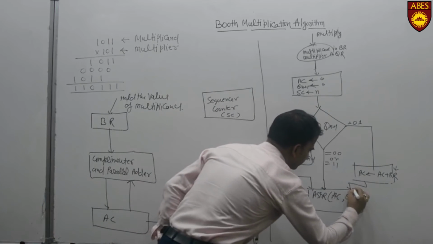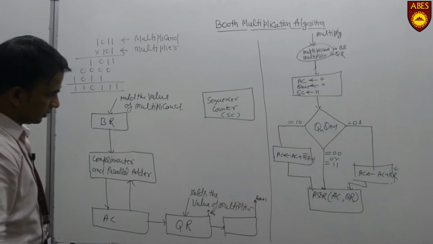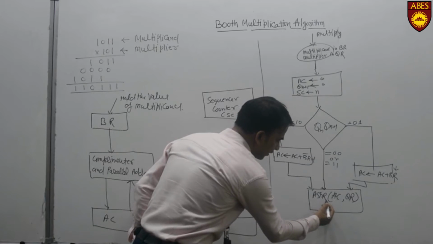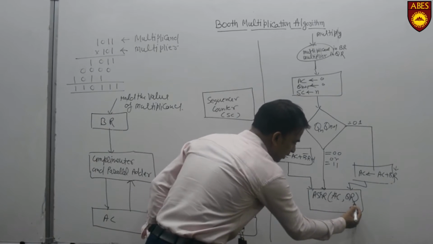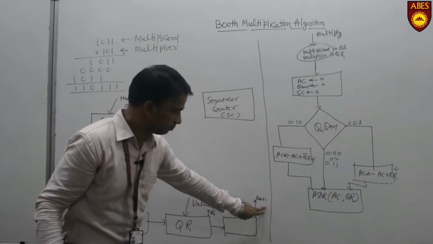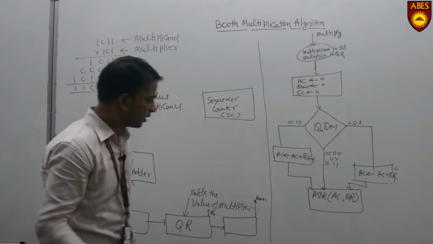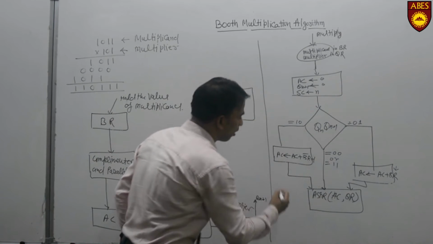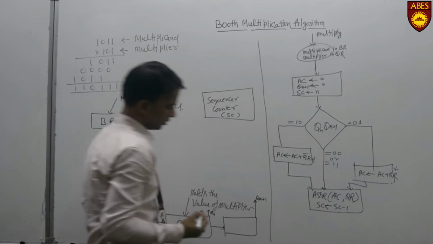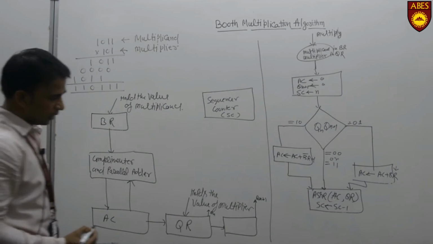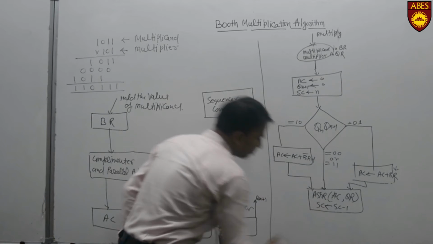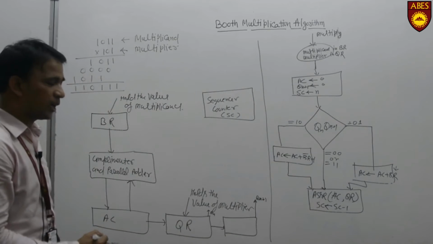You can see here we are just performing the arithmetic shift right with the AC and QR registers. We also include the bit Qn plus 1. After that, we decrement the value of the sequence counter. But in this, we leave the sign bit of AC unchanged.